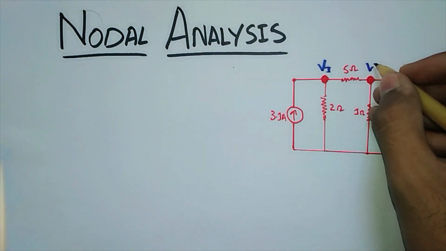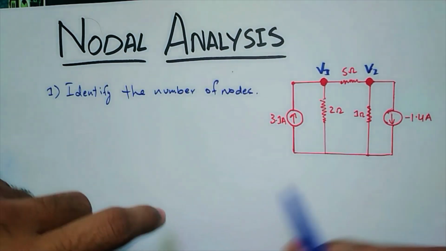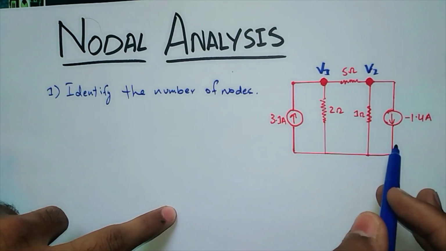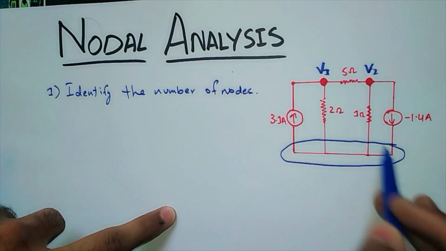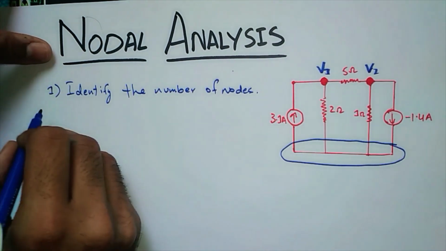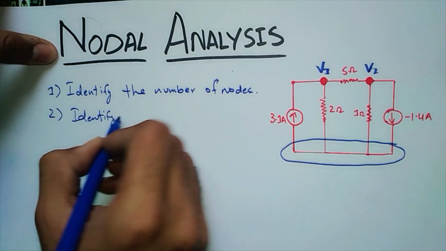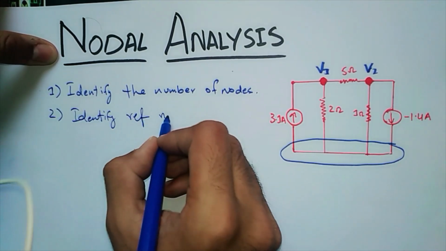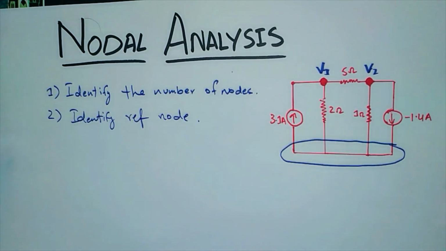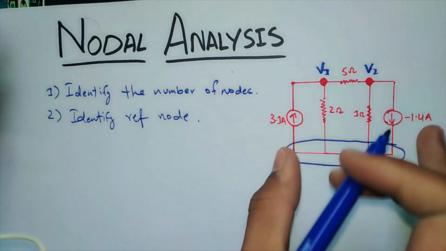V2. So the second point is to identify the reference node. We can see that the reference node is only a single node here, on which all the common points have been attached. So the second point which comes is to identify the reference node. Okay, so the third point which we will do is apply the KCL rule on this circuit.